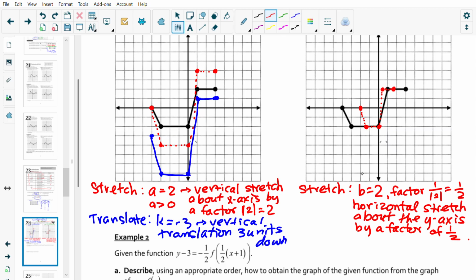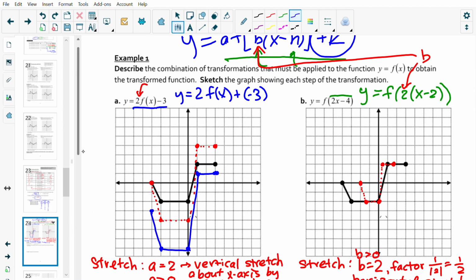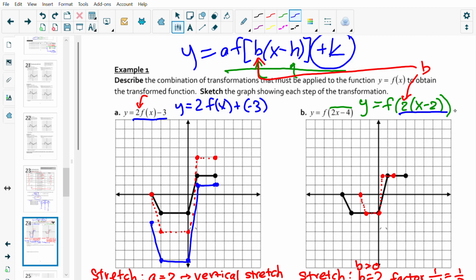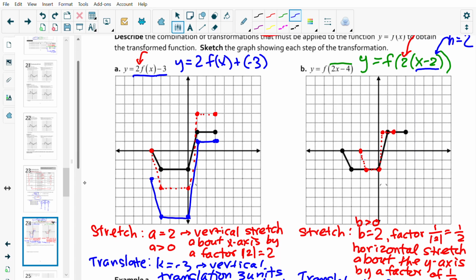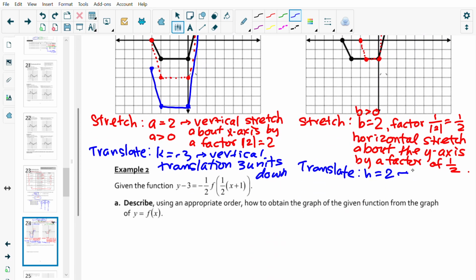Next one, no reflection. B is greater than 0, right? So B is greater than 0, no reflection. So I'm going to move straight to translation. Translate. H equals 2. Well, let's take a look. Am I in the correct form? I have x minus 2. I'm just going to look at this part right here. X minus 2. X minus h. I'm matching the signs. I'm matching the variable. It's in the correct form. So I just read off my h value, which is h equals 2. Okay. H equals 2. Well, what does that mean in words?